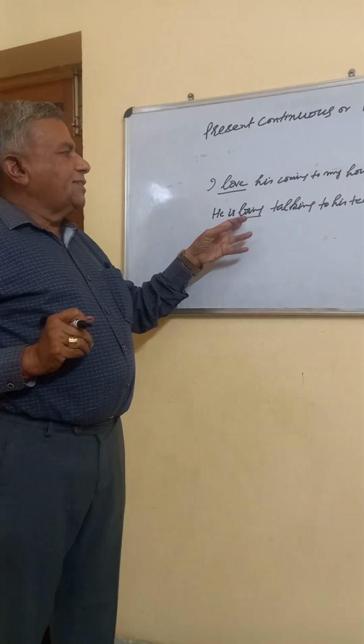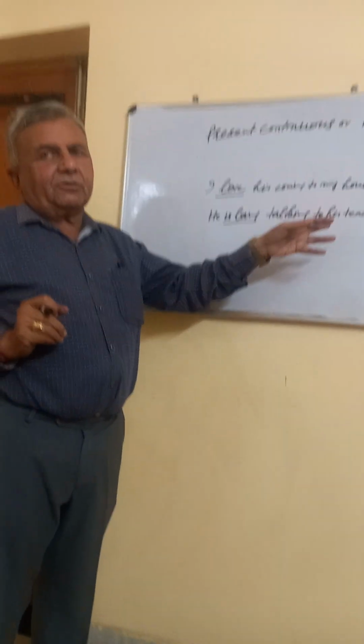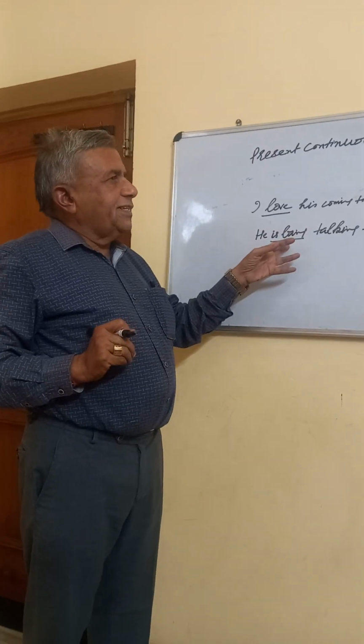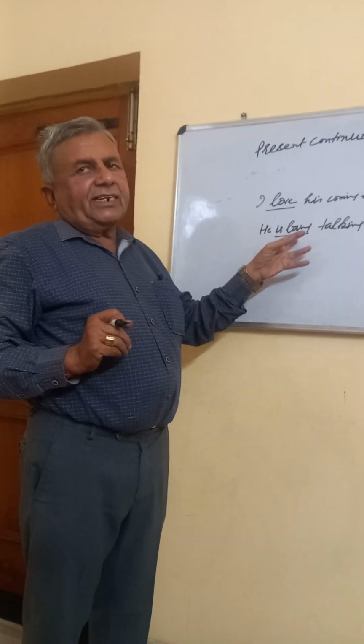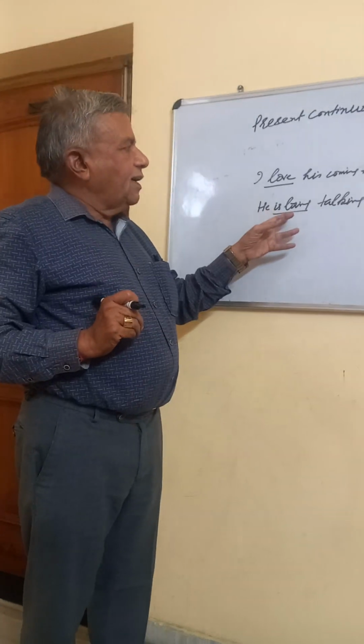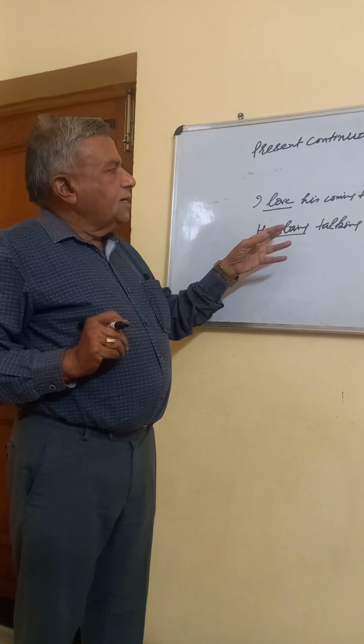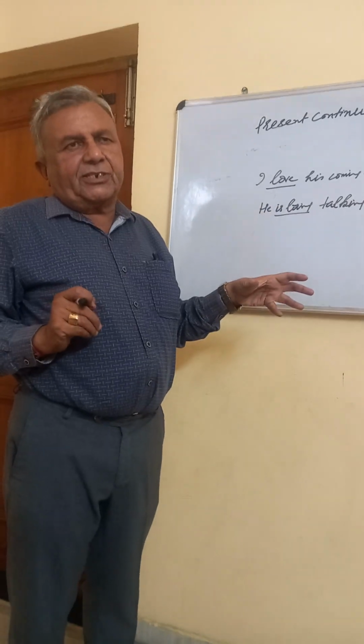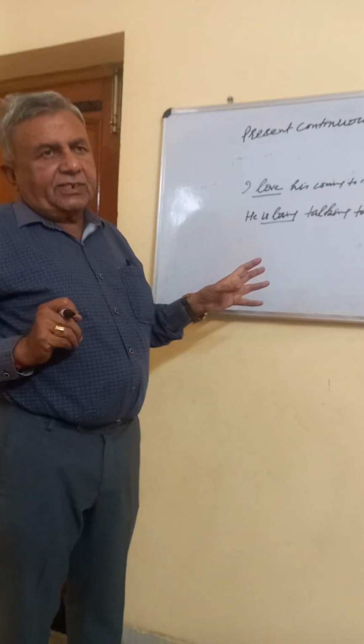here is loving is used because it is a temporary phenomenon. He generally doesn't love talking to his teacher, but today, if he is doing so, it shows the transitoriness of the stative verb. When a stative verb is used just to show a temporary condition, then we use continuous tense.